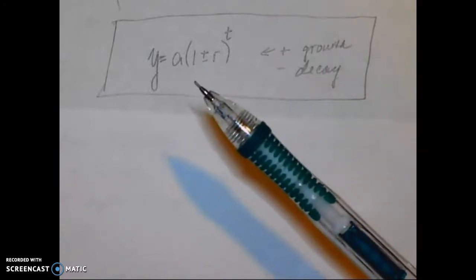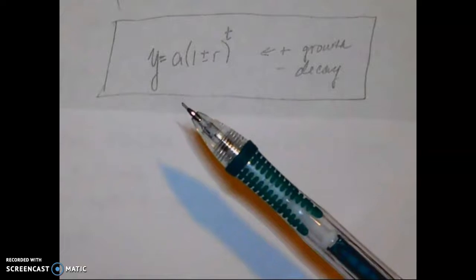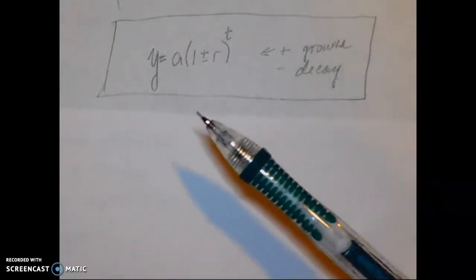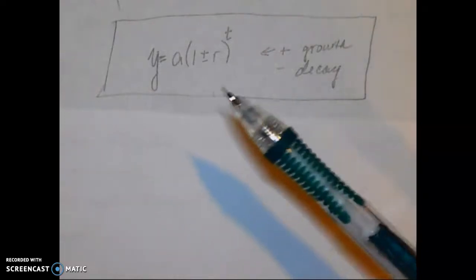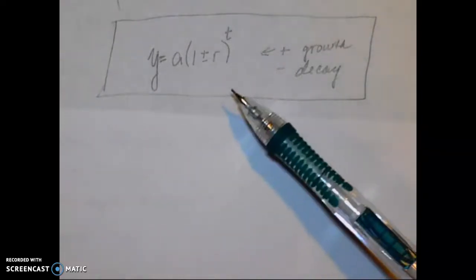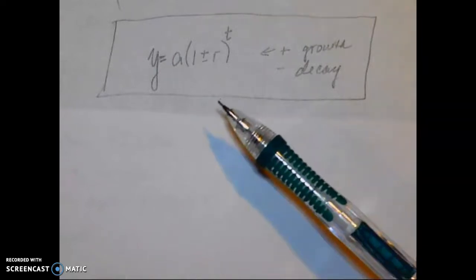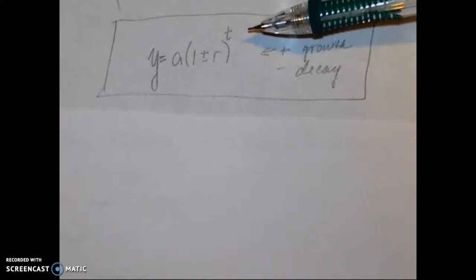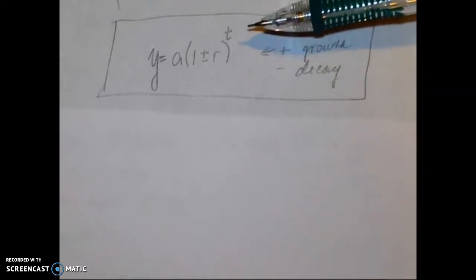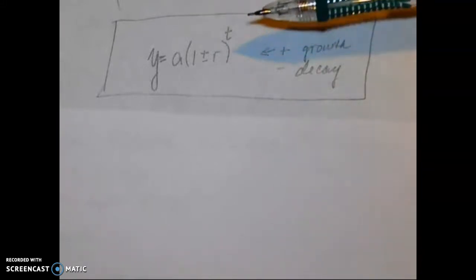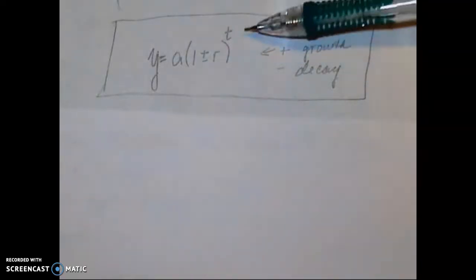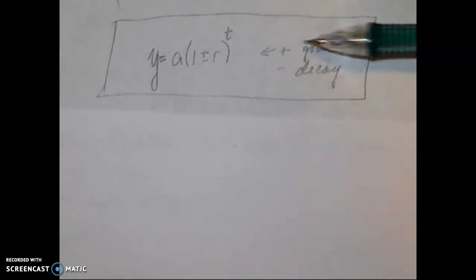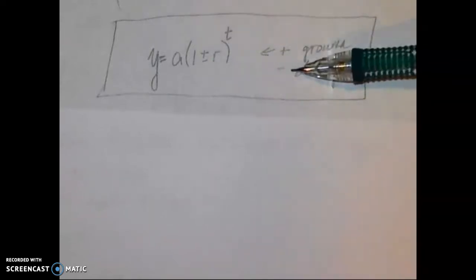A represents the amount of money that you invest, or the amount of money that something costs when you first purchase it. If you buy a car for $30,000, that's where the A comes into play. R is the rate as a decimal. So if it's a percent, you have to change it to a decimal. T is the number of years where something is invested, or you're holding some item, you own your car for 4 or 5 years, that's where the T comes in. It's either a plus or a minus, not both. If it's a growth, it's plus. If it's a decay, it's a minus.